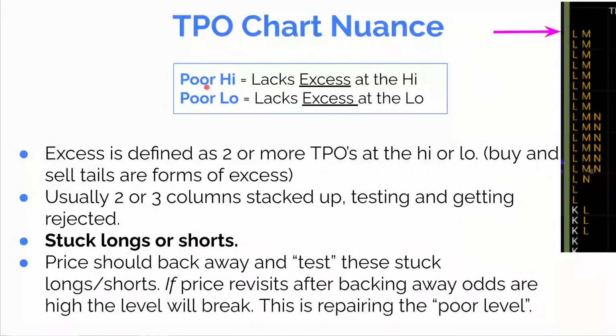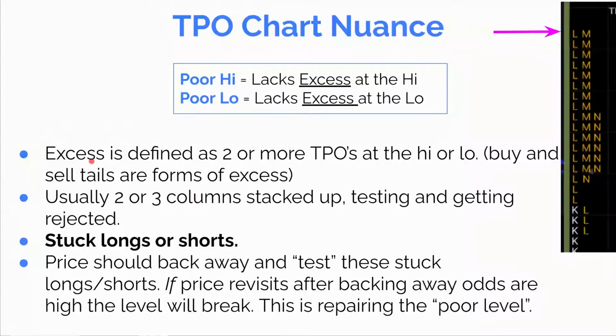Right here. And poor high, it's where the profile lacks excess at the high, and it's what you see right here. Hopefully you can see on the far right where the magenta colored arrow is. This would be a poor high, where L and M, they're the same. They're just stacked up. You don't have any excess.